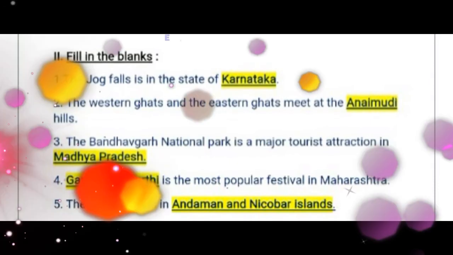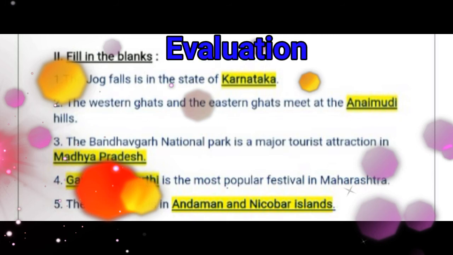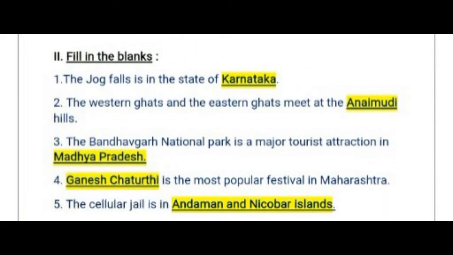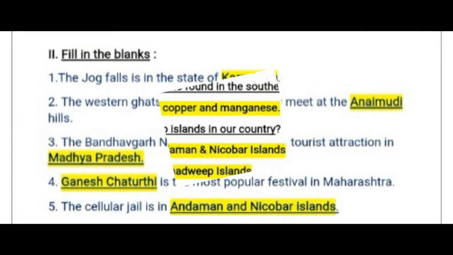So, first one, fill in the blanks. The Jog Falls is in the state of Dash. It is in Karnataka. Next, the Western Ghats and the Eastern Ghats meet at Dash Hills. It is Anaimudi Hills. And the Bandhavgarh National Park is a major tourist attraction in Madhya Pradesh. Fourth question, Dash is the most popular festival of Maharashtra. It is Ganesh Chaturthi. And the last one, the Cellular Jail is in Dash. It is in Andaman and Nicobar Islands.